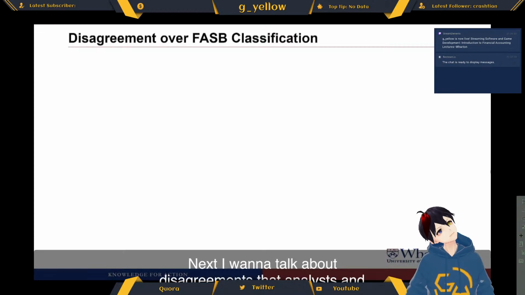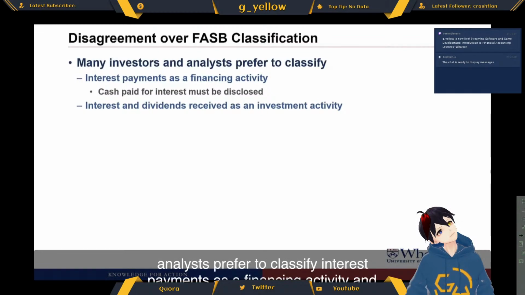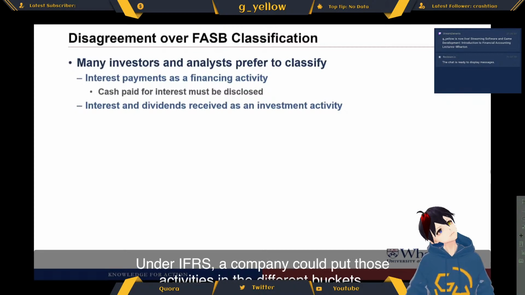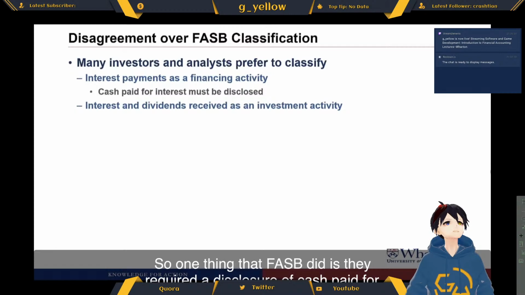Next, I want to talk about disagreements that analysts and investors have over the FASB classification of a couple items. I know it's hard to believe that people would disagree with the FASB, but there are a couple disagreements out there. The first, many investors and analysts prefer to classify interest payments as a financing activity and interest and dividends received on an investment as an investing activity. Under IFRS, a company could put those activities in the different buckets, but remember under US GAAP, you're required to call those operating. So one thing the FASB did is they required a disclosure of cash paid for interest, so if investors or analysts want to take it out of operating, they can easily subtract it because that disclosure is provided.